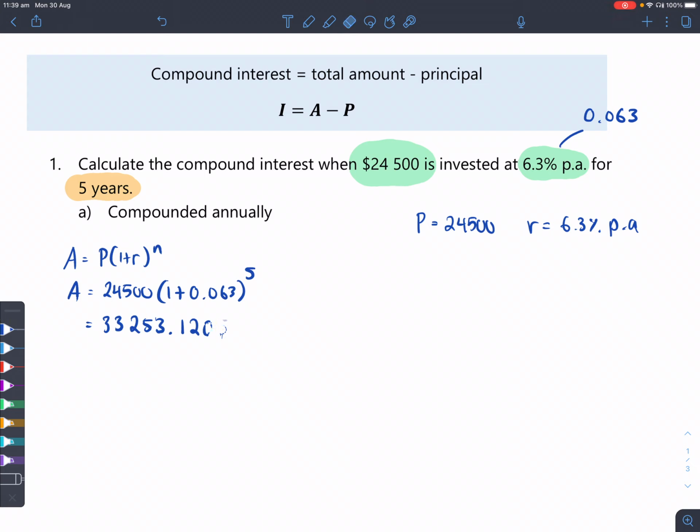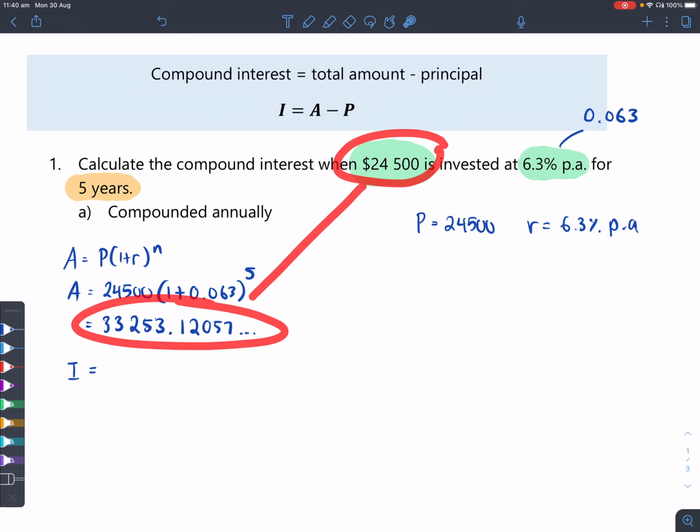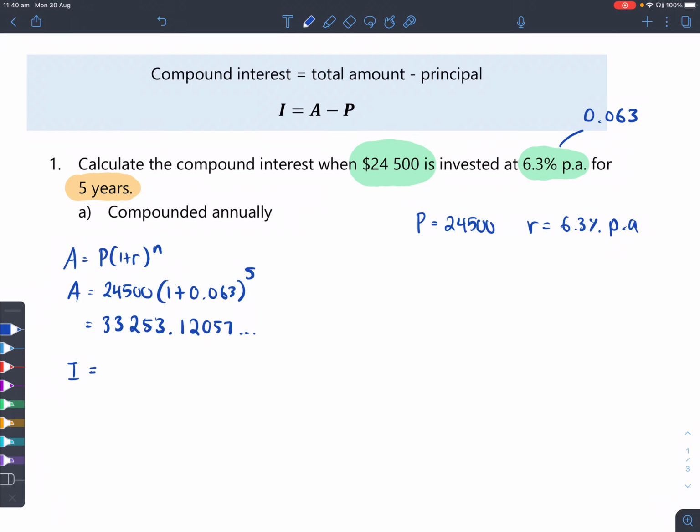So that's 12,057, and so on. So that's our total value at the end of 5 years. But what the question is asking for is, what is the compound interest? So our compound interest formula, once we get the total amount, is compound interest equals total amount, which is A, subtracted by our principal. So it has grown to this amount. Well, we started off with this. So the difference between these two values is our interest. So we write I equals A minus P.